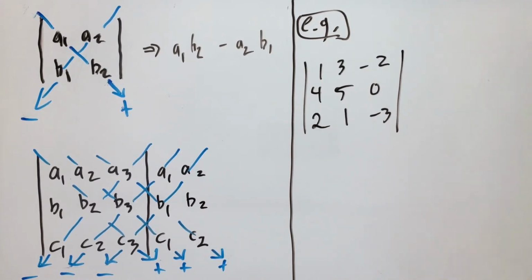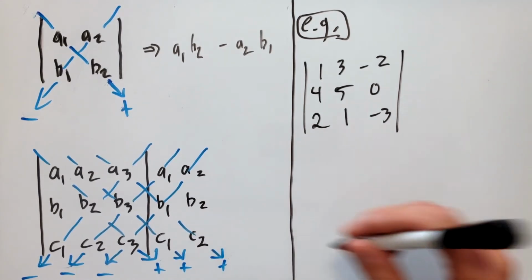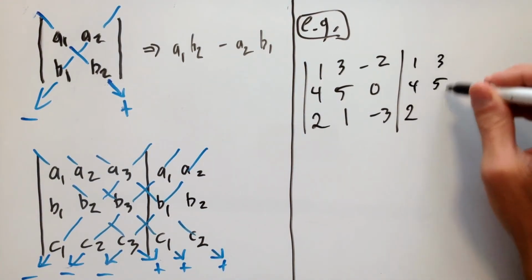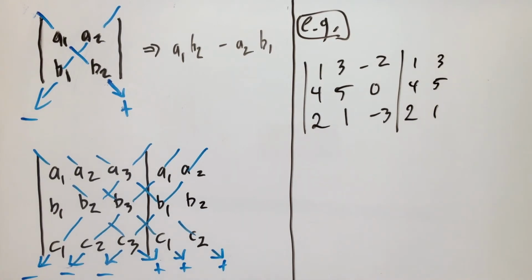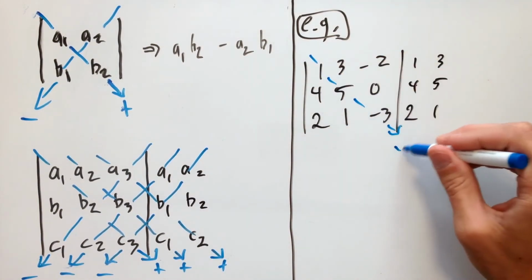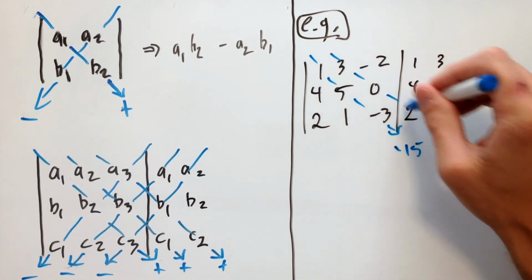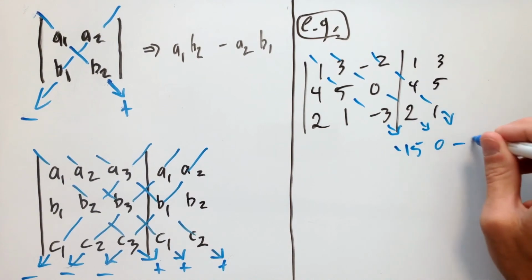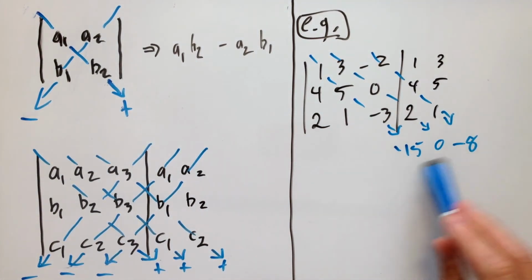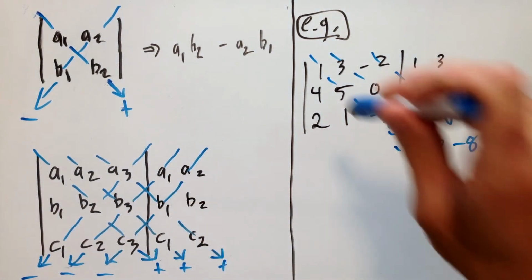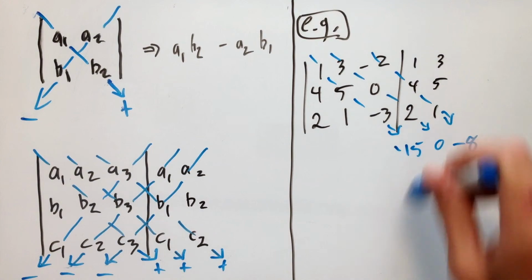So either way works. So let's just try the previous example again, but doing it this way. So I'm going to copy down the first 2 columns, and then I'm going to start multiplying along these diagonals. So along this first one, we get negative 15. Along this second one, we get 0. Along this third one, we get negative 8. And yes, these are negative numbers, but we're adding them. It's not that they're positive numbers, it's just that we're taking them for what they are.